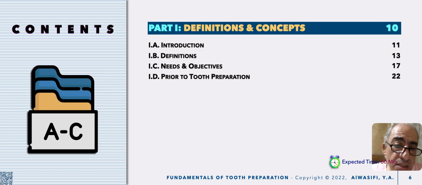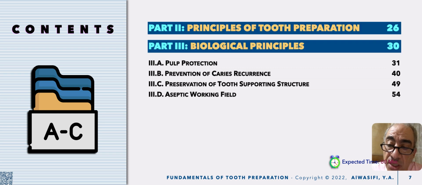We already discussed part 1 in terms of introduction, definition, needs and objectives, and the considerations prior to tooth preparation, and we started to discuss principles of tooth preparation. We finished biological principles in full detail in terms of pulp protection against thermal, mechanical, and chemical irritation, the prevention of caries recurrence, preservation of tooth supporting structure, and finally accepting working field.